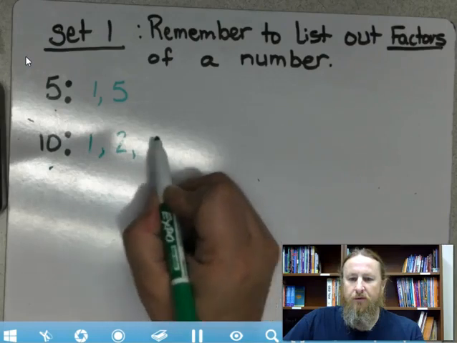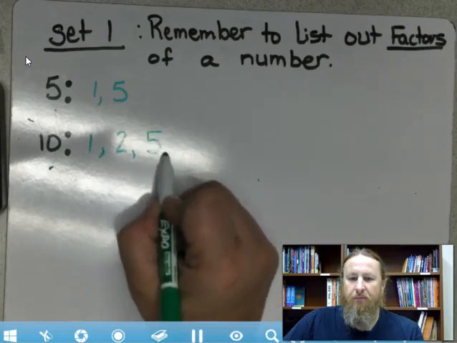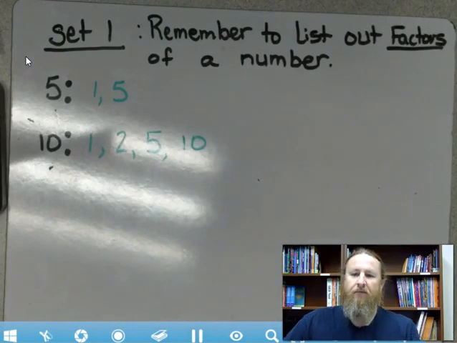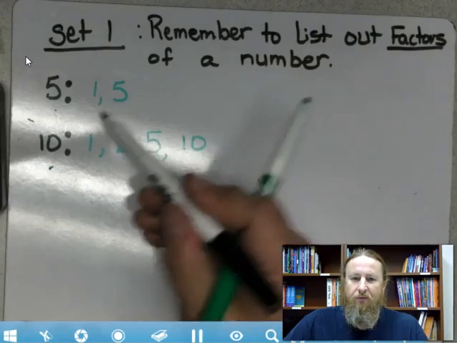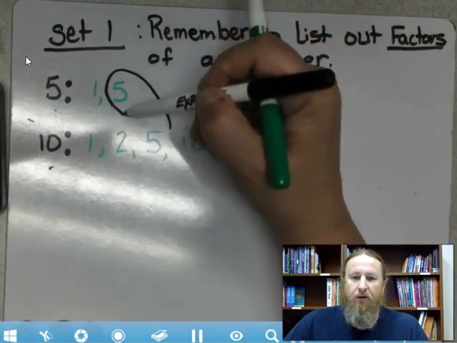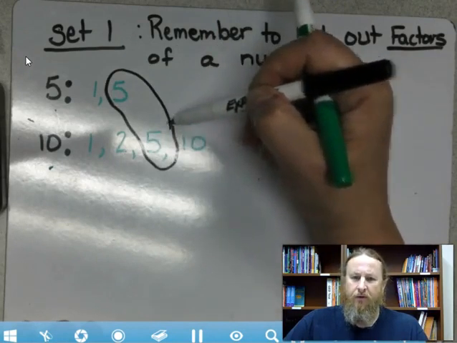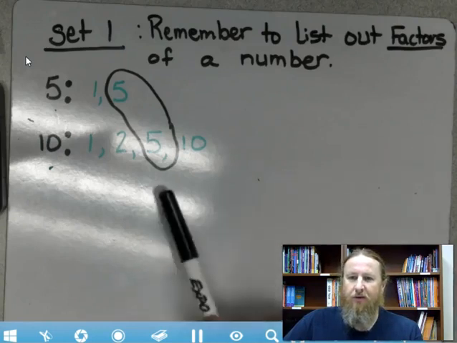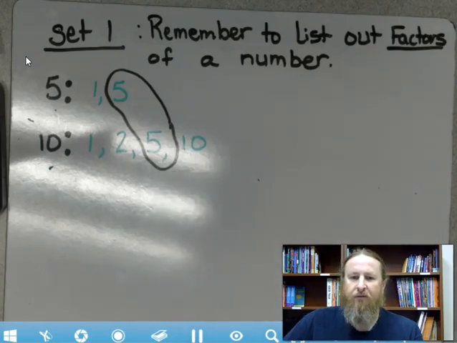2, 5, and 10. Now that we have both sets of factors listed, we may compare the lists, and we see 1 is on both lists and 1 will be on every list. However, 1 is not a useful factor. But we see 5 is on both lists, so our greatest common factor for 5 and 10 is 5.